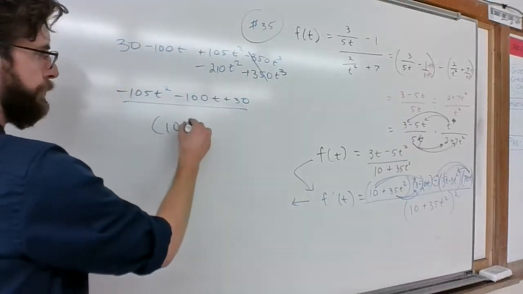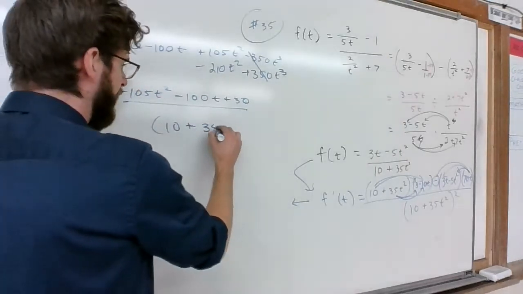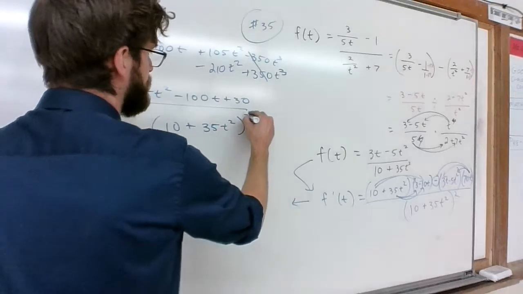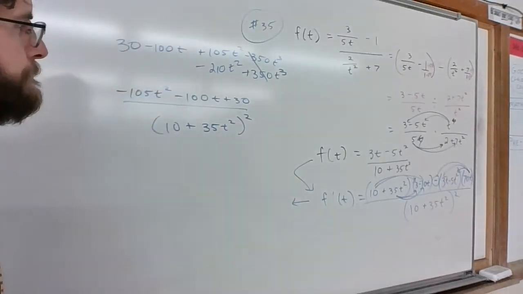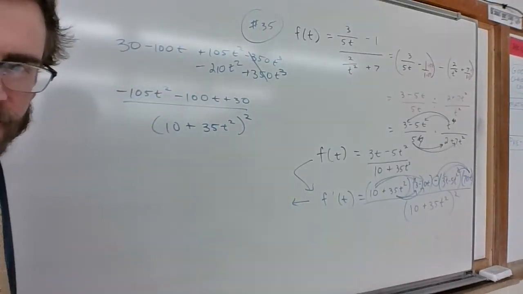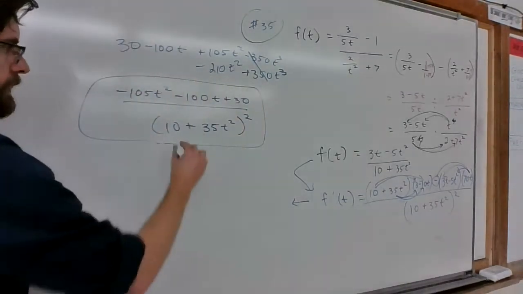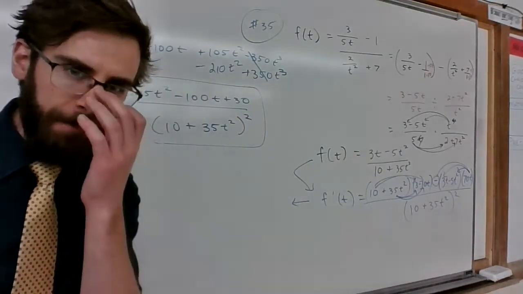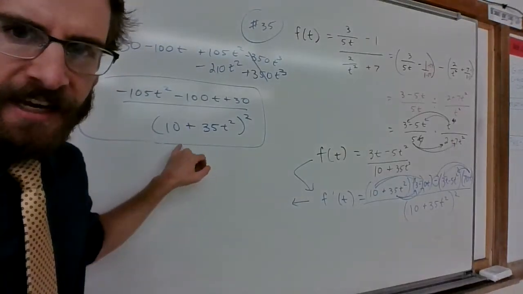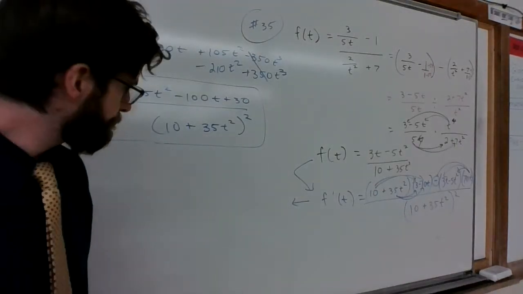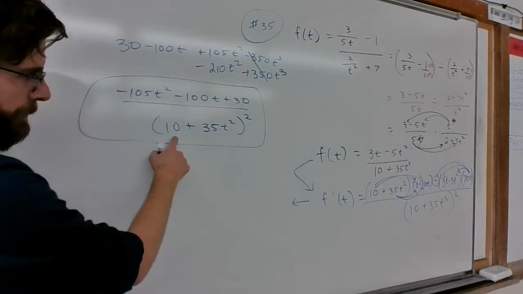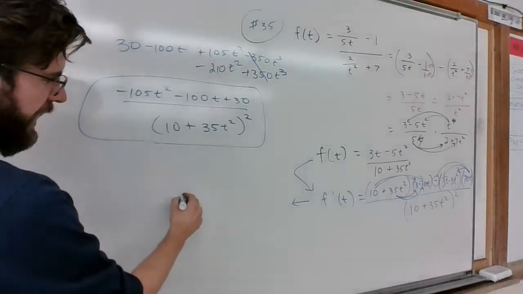divided by 10 plus 35t squared. And you know, now that I'm looking at this, I would accept this as a final answer, okay? No question. But I'm also recognizing that 10 and 35 share a 5, right? So technically on the bottom, I could factor out a 5.